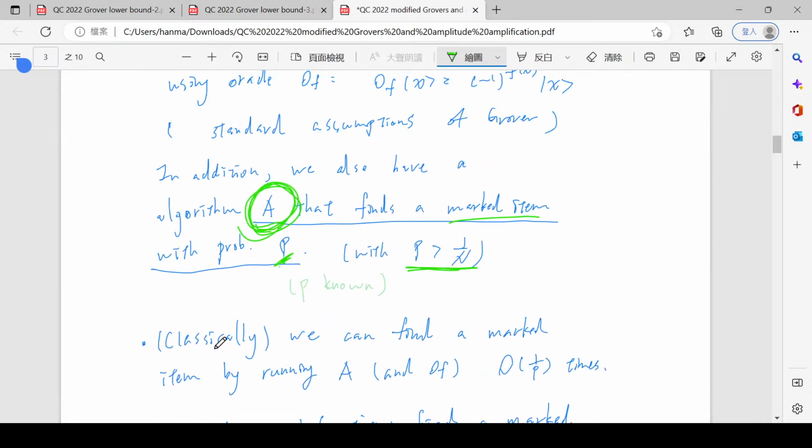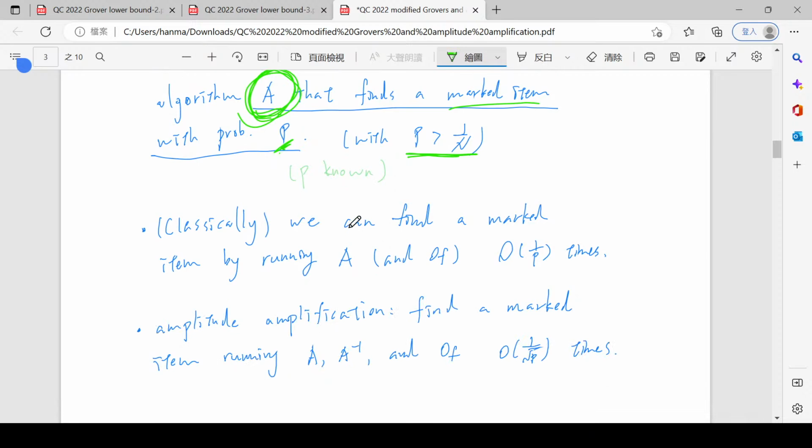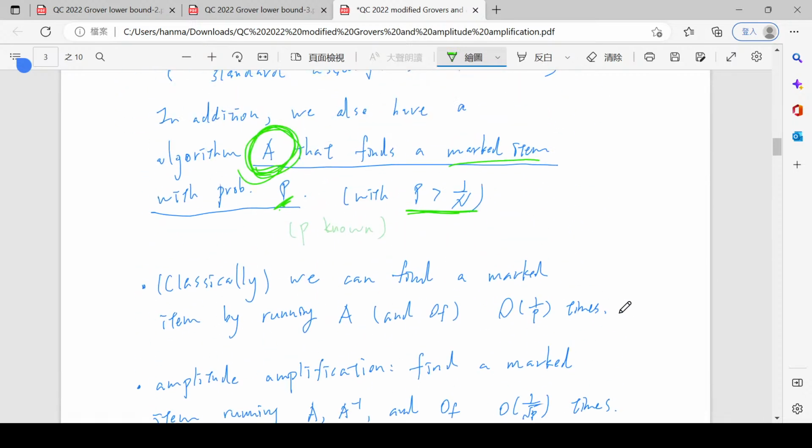And so if it is efficient, let's say this costs like one time step to do, then how many of those A do you need to use to find the marked item? So classically, you cannot do things too smart. So you just keep running A, and each time you have probability p to find the marked item, so you need about 1 over p times. Just keep doing A, and it gives you a random item, and you run 1 over p times. Then you will have a constant probability to find the marked item.